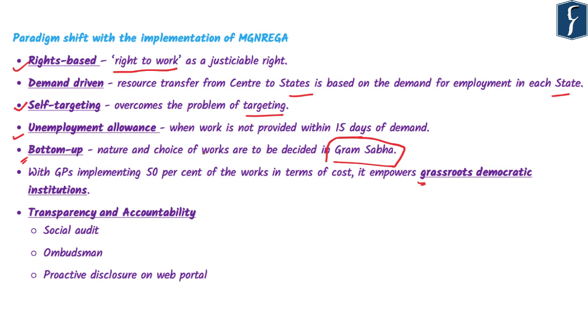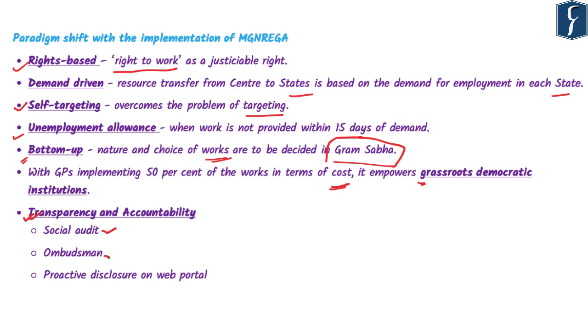Gram Sabha is actually entitled to decide on the nature of work to be adopted in the village, and it is also entitled to implement 50% of the work in terms of cost, and the rest 50% is taken up by the district administration or the state government. Also, tools of good governance, strengthening transparency and accountability have been embedded in the scheme.